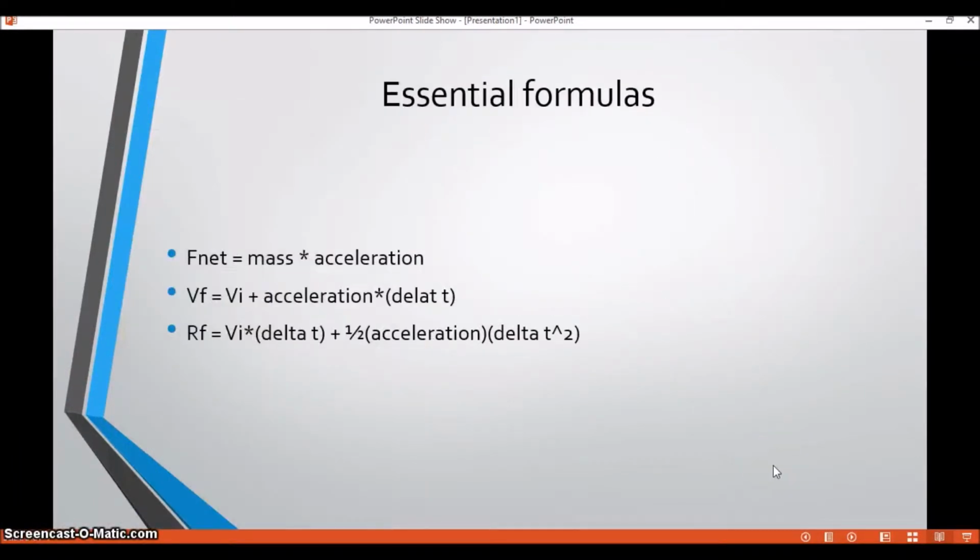So some of the essential formulas that we need to know for this lab include F net, or Newton's second law, which is mass times acceleration, Vf equals Vi plus acceleration times delta t, and Rf equals Vi times delta t plus 1/2 a delta t squared.